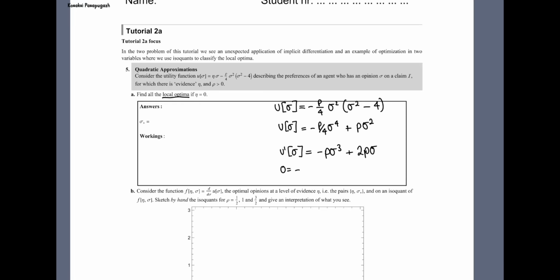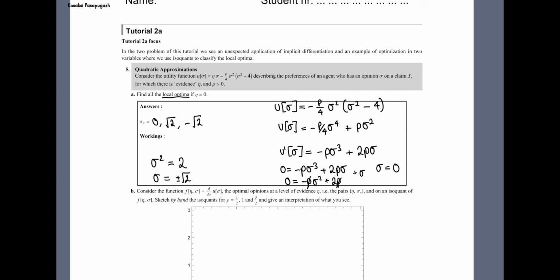0 is equal to minus rho sigma cubed plus 2 rho sigma. I'm going to divide by sigma. When I do that, sigma is equal to 0, so that's going to be one of our solutions. And I'm left with minus rho sigma squared plus 2 rho. I can also divide by rho, and then I'm just left with sigma squared is equal to 2. So sigma is equal to plus or minus root 2. So root 2 and then minus root 2.